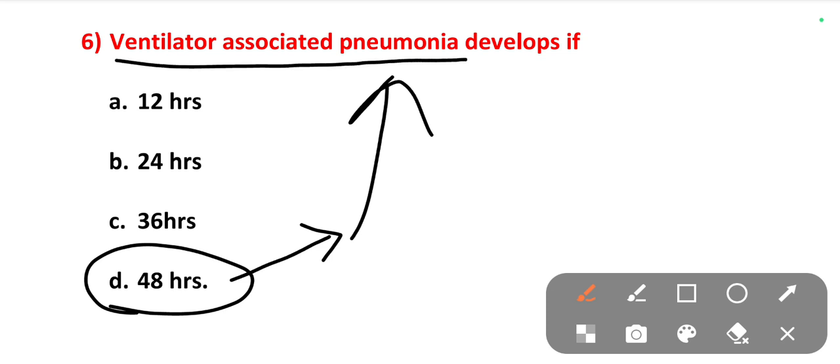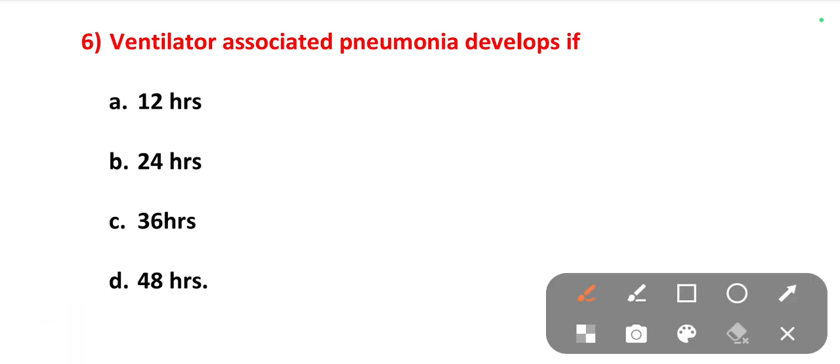Okay, so among the pneumonias, we have another type, that is ventilator associated. Why? Because due to the continuous attachment of the ventilator with the patient, the patient can develop pneumonia. It is called ventilator associated pneumonia. That's it.